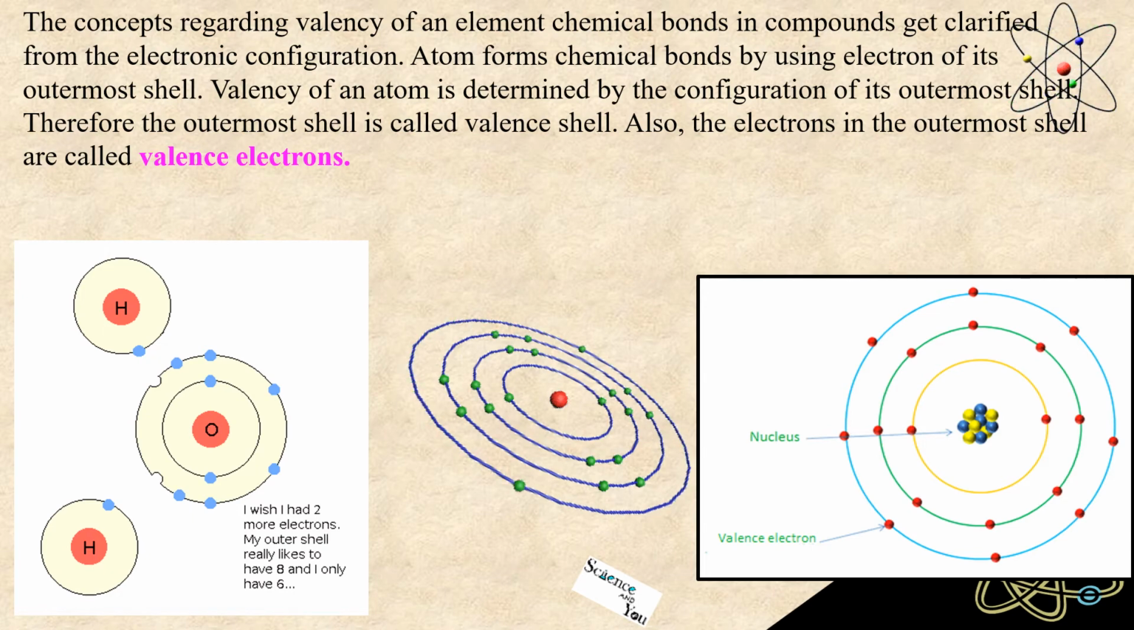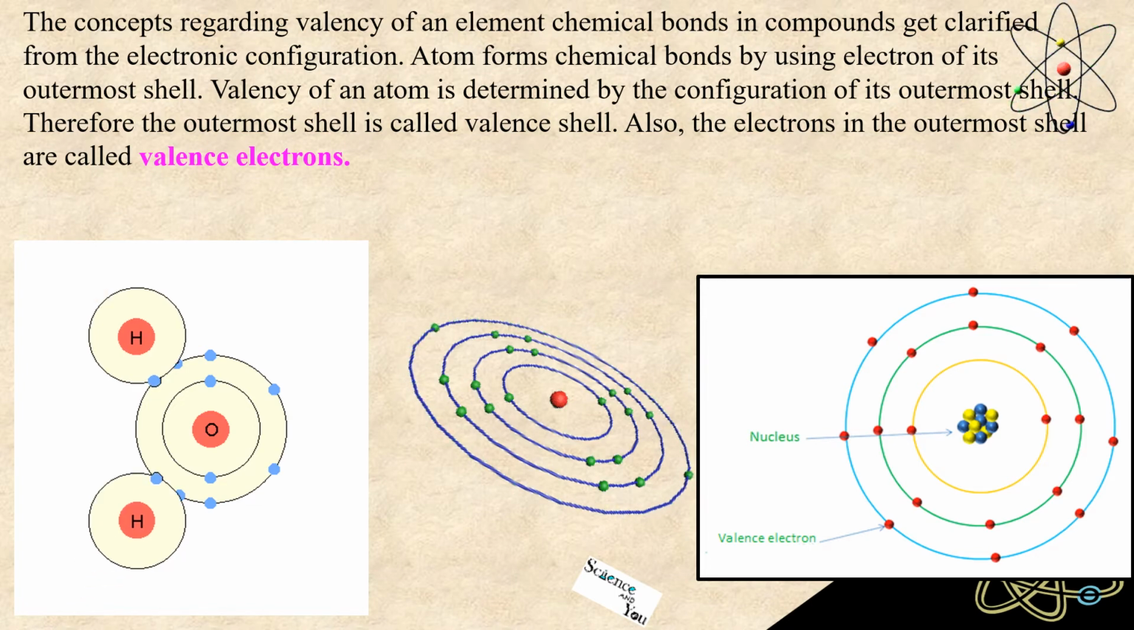Okay, now it depends on whether it will share, or it will give out an electron or take an electron, depending upon the valence electrons, that is, how many valence electrons are present in the valence shell.